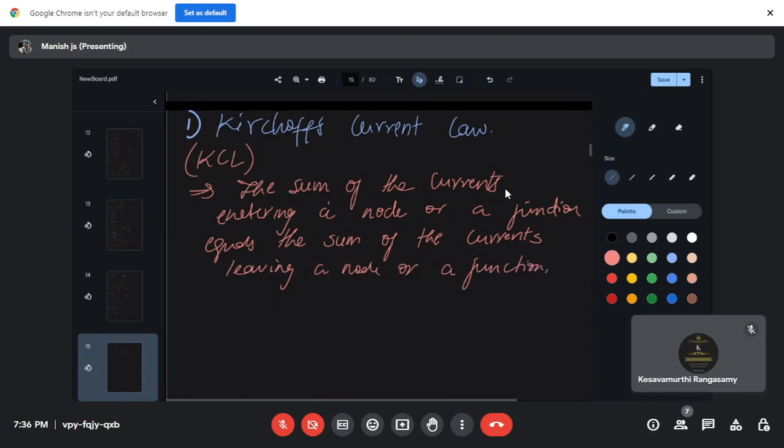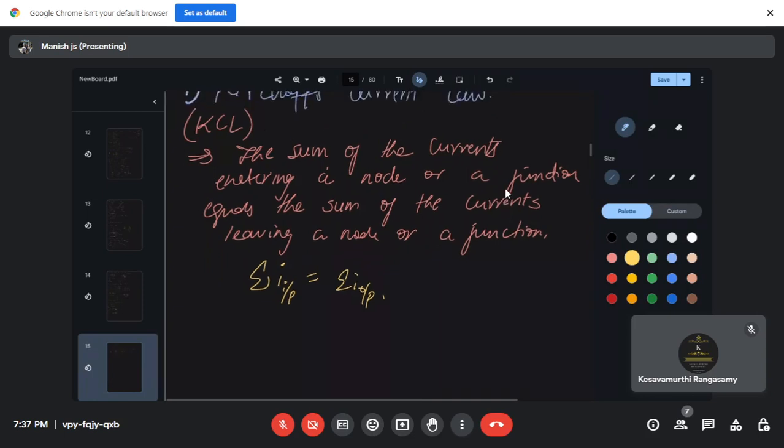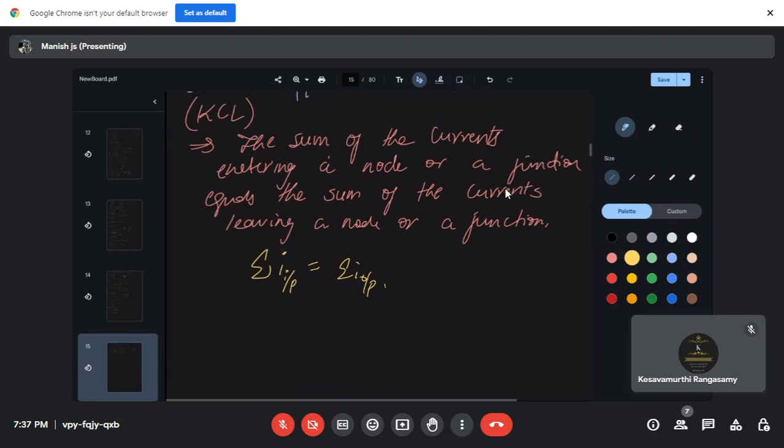Okay, so Kirchhoff's current law tells you that the sum of the currents entering a node or a junction is equal to the sum of the currents leaving the node or junction. So we can also say that sigma I input is equal to sigma I output. The sum of all the currents entering a particular node or junction is equal to the sum of all the currents leaving it.